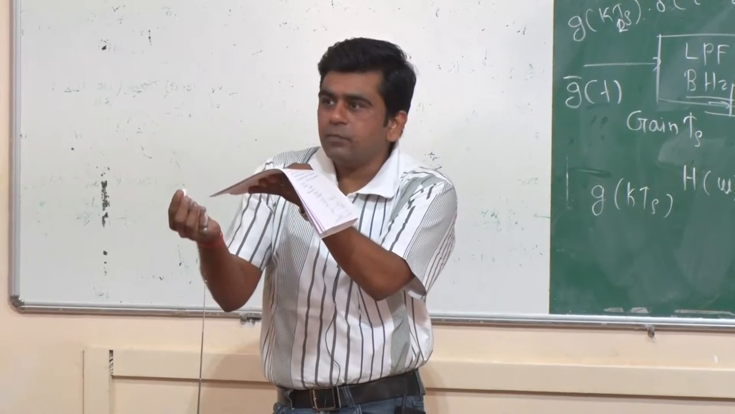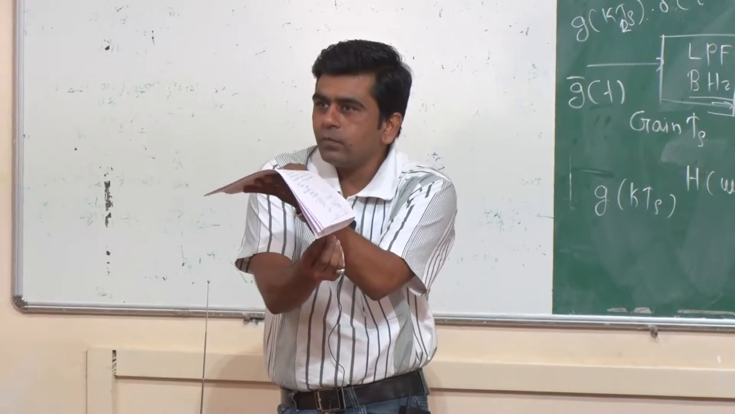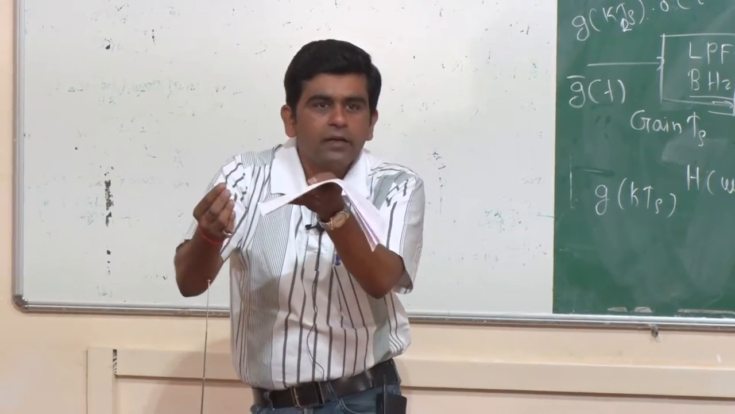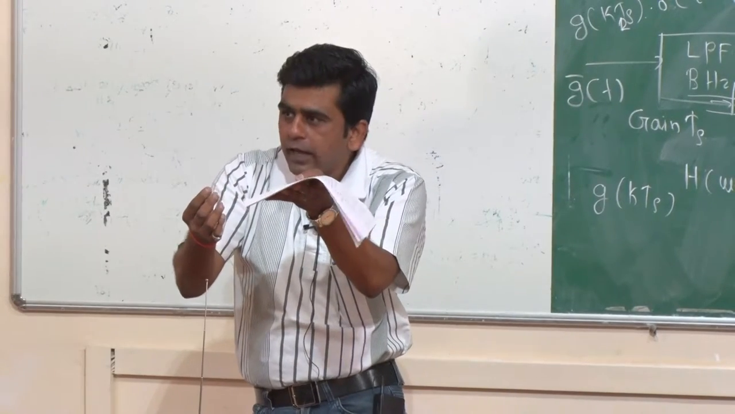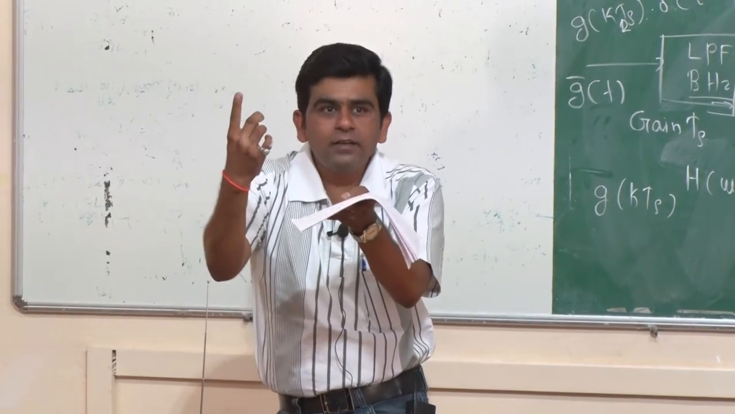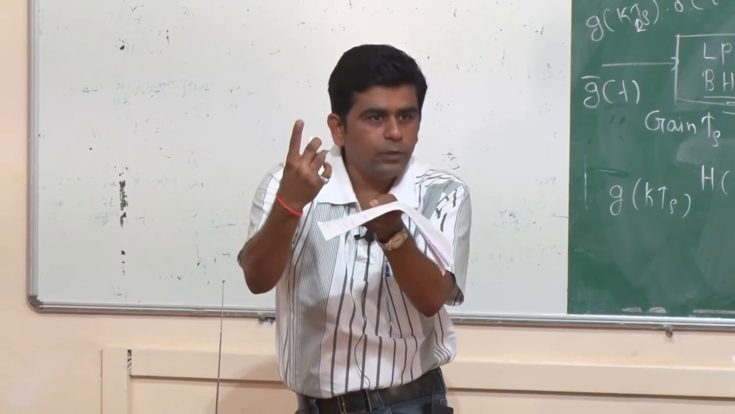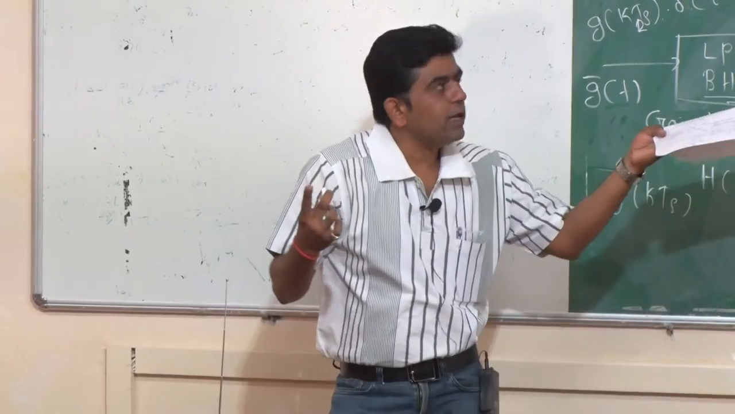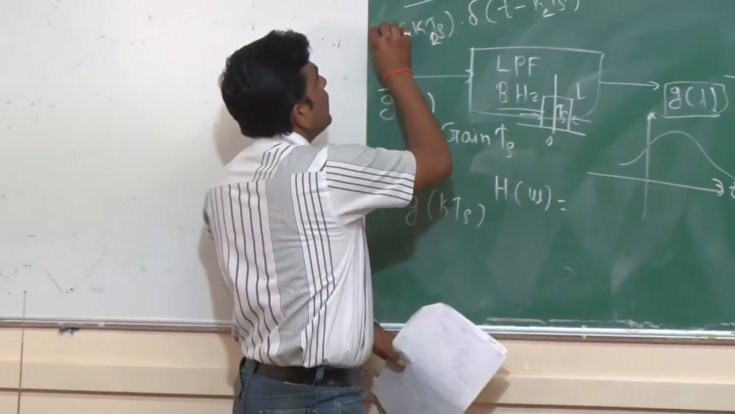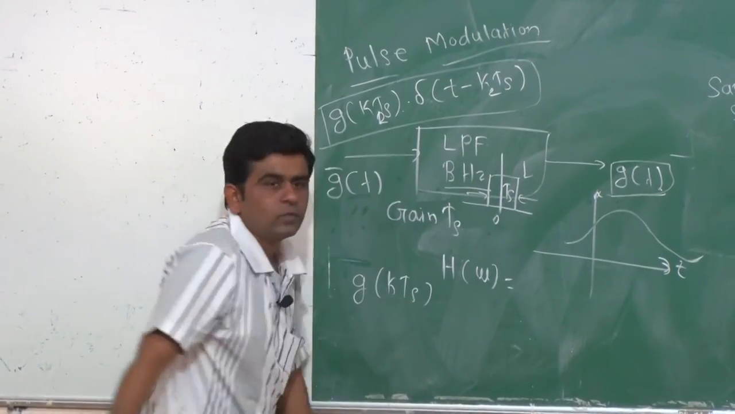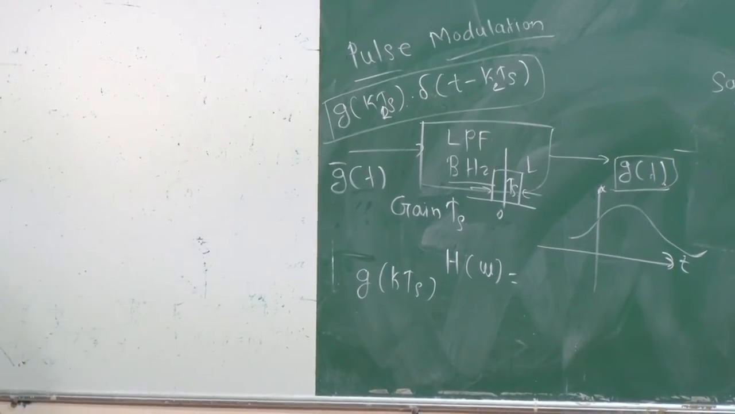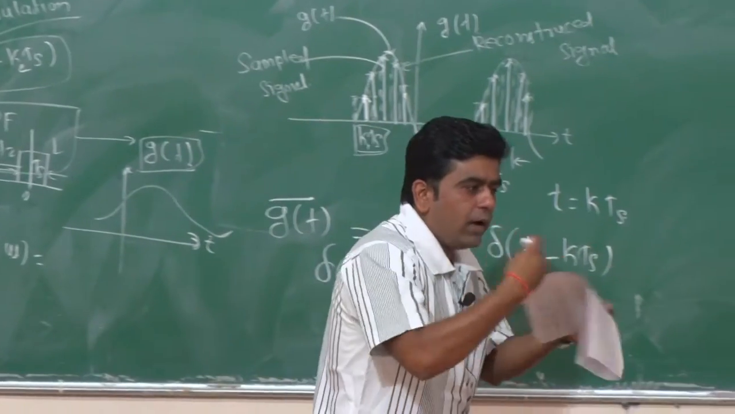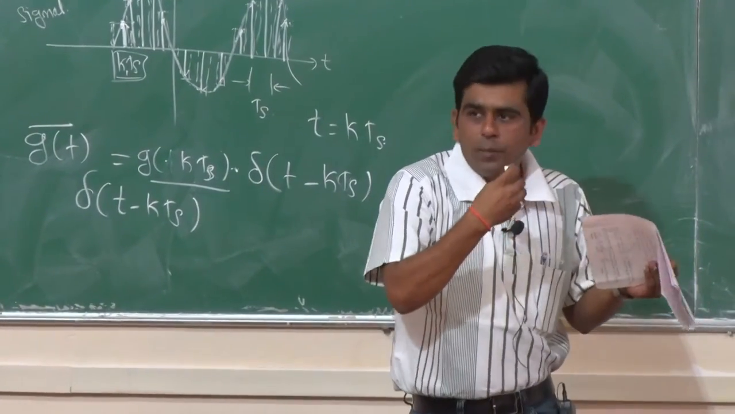These are the samples, discrete values. Now this signal gets multiplied with your impulse train, which is periodic. So when we do the multiplication, every impulse takes a height equal to the sample value. Now this is called the sampled signal g of t bar. Now this signal, which has the sampled values, travels over your communication path.